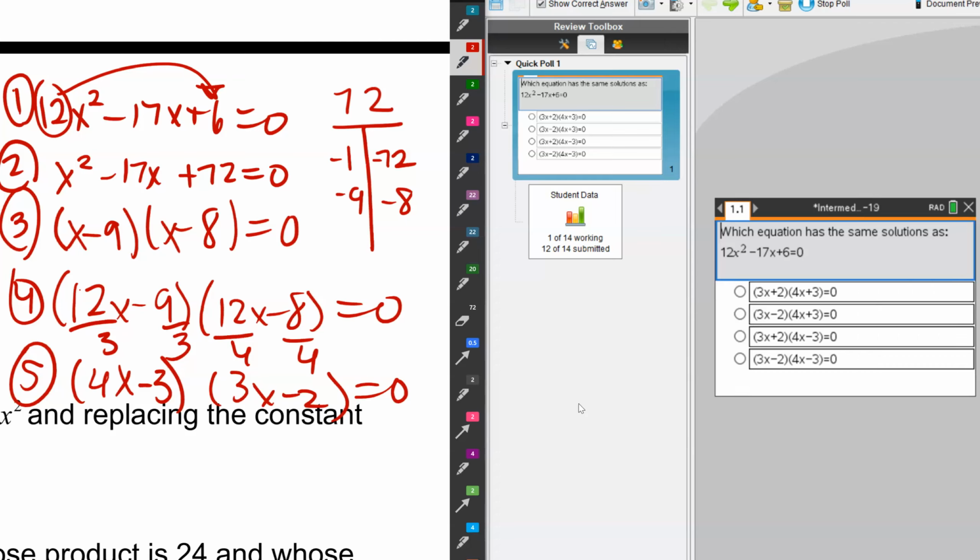Perfect. So 2 people who have not submitted, we just said the answer. I submitted, I probably got it wrong. 2 people have not submitted, 12 of 14.